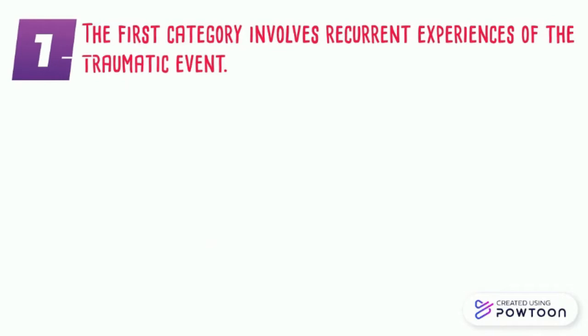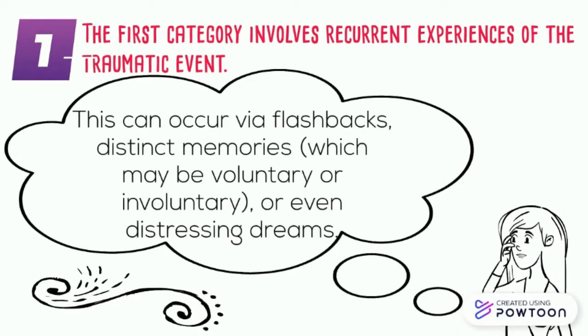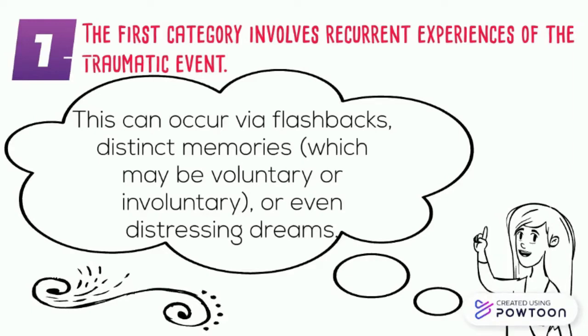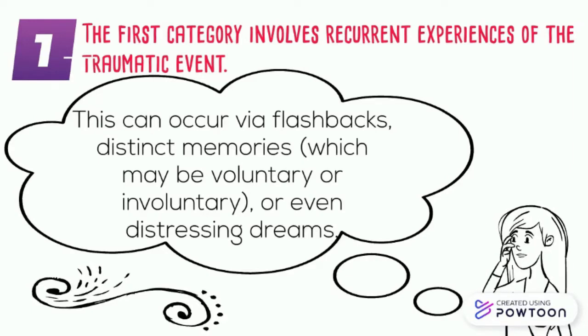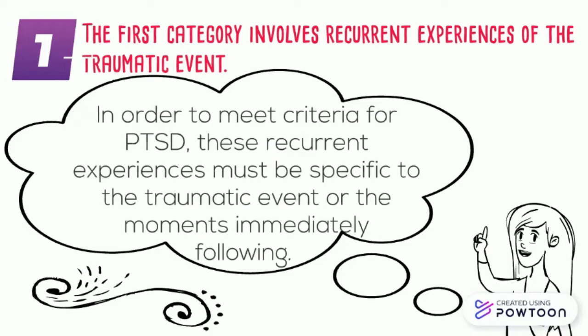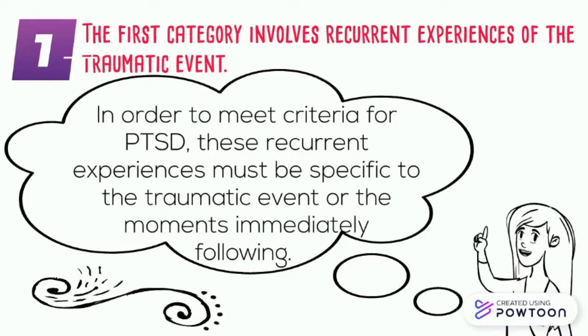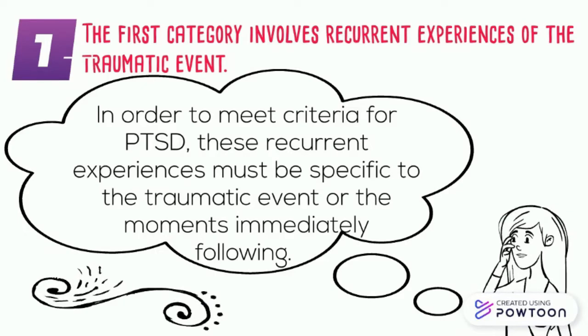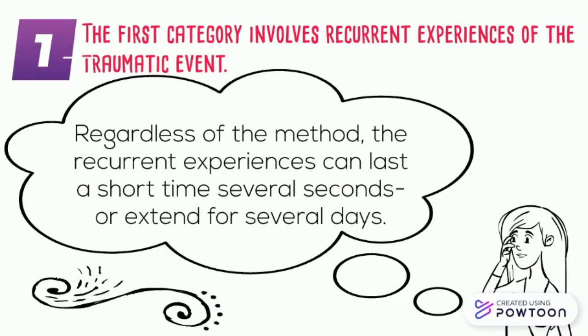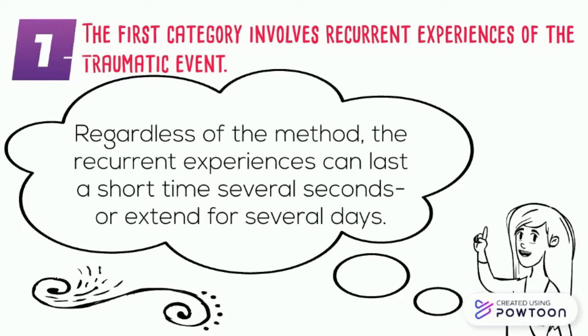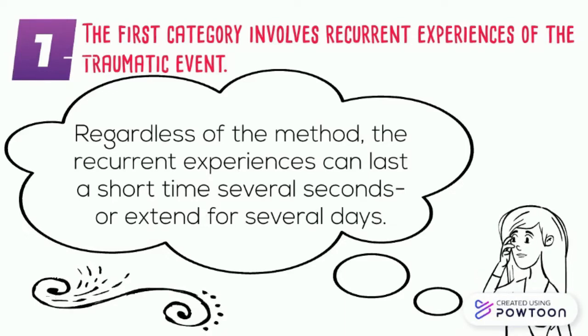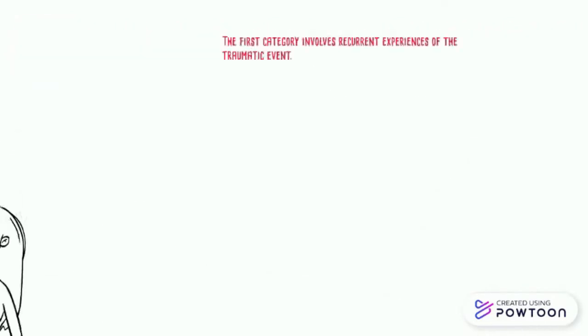Number 1. The first category involves recurrent experiences of the traumatic event. This can occur via flashbacks, distinct memories that may be voluntary or involuntary, or even distressing dreams. In order to meet criteria for PTSD, these recurrent experiences must be specific to the traumatic event or the moments immediately following. Regardless of the method, these recurrent experiences can last as short as several seconds or extend for several days.